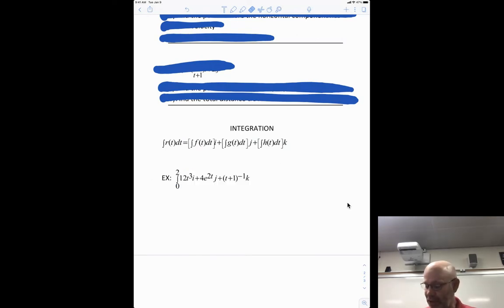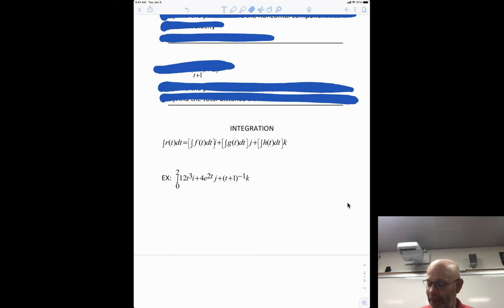I'll do an actual integral. I'm going to come back to the motion in a second. Integration works the same. If we're going to integrate r, we just integrate each individual term. So let me do an integral for you. A derivative will work exactly the same. You're really just ignoring the i, the j, and the k for a little bit. You're treating each one as a separate entity, and then you're putting the i and the j and the k back in.